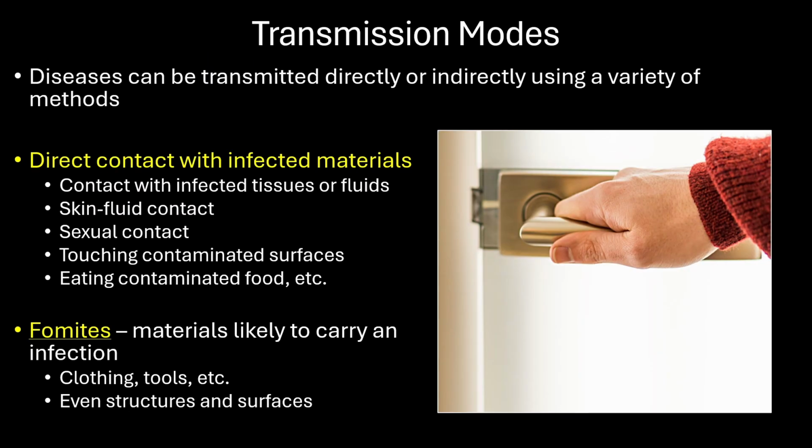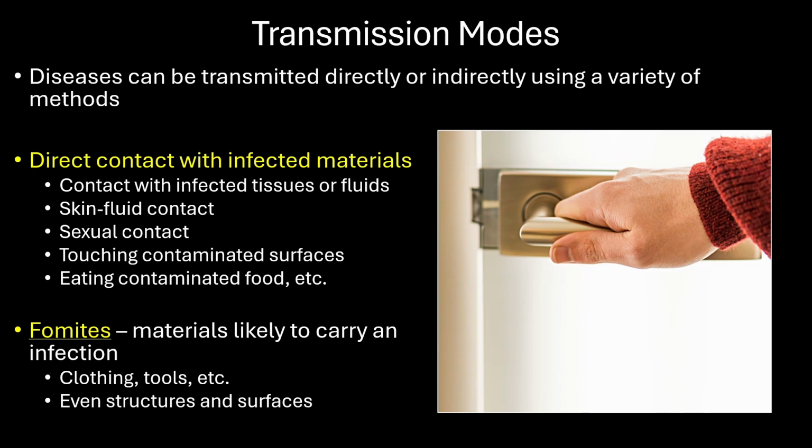Now, diseases can be transmitted directly or indirectly using a variety of methods. Direct contact occurs when one uninfected individual makes direct contact with another infected individual, and there is an exchange of some kind. There is contact with infected tissues or fluids. So this can involve skin-on-skin contact, skin-on-fluid contact, sexual contact, an exchange of body fluids.